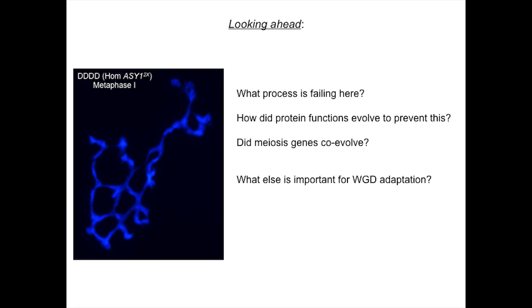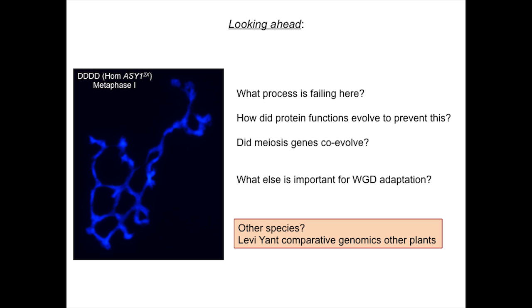We're also interested in starting to address what else might be important for adaptation to whole genome duplication in the future. I wanted to point out that Levi is starting to do some comparative genomics in other species as well to start getting at the question of whether there is, in fact, sort of a conserved system that always has to change, or whether there are multiple solutions to being polyploid.